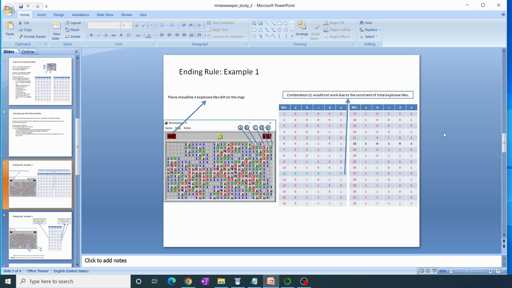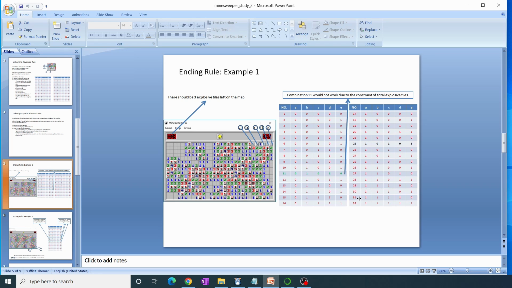Now let's talk about the ending rule. The ending rule is used when, towards the end of the game, the remaining explosives become a constraint. So I have an example here. In this example, there are 5 unrevealed tiles on the map, A, B, C, D, and E, and there should only be 3 explosive tiles left. Using the brute force method again, we can lay out all 32 combinations.